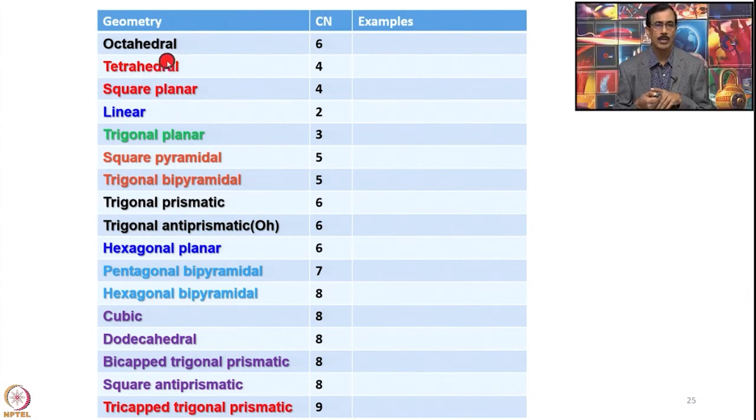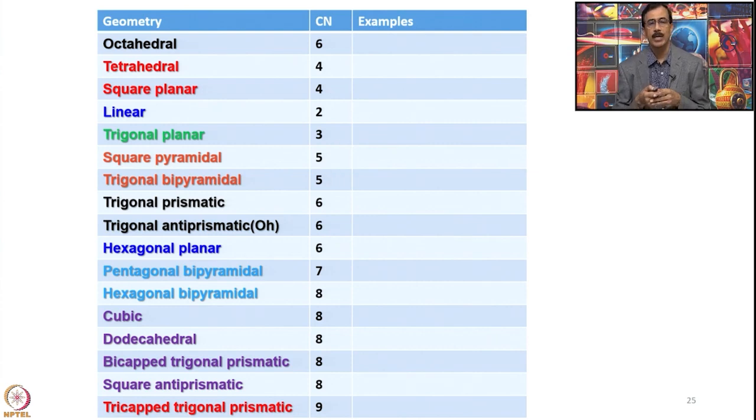The most common one is octahedral with coordination number 6, tetrahedral coordination number 4, and again square planar coordination number 4, linear we have 2, and trigonal planar 3, square pyramidal 5, trigonal bipyramidal 5, again trigonal prismatic 6, trigonal antiprismatic or octahedral same 6, hexagonal planar 6, pentagonal bipyramidal 7, and hexagonal bipyramidal 8, and cubic 8, dodecahedral 8, bicap trigonal prismatic 8, square antiprismatic 8, and tricap trigonal prismatic 9. We have plenty of examples for each case among coordination compounds.